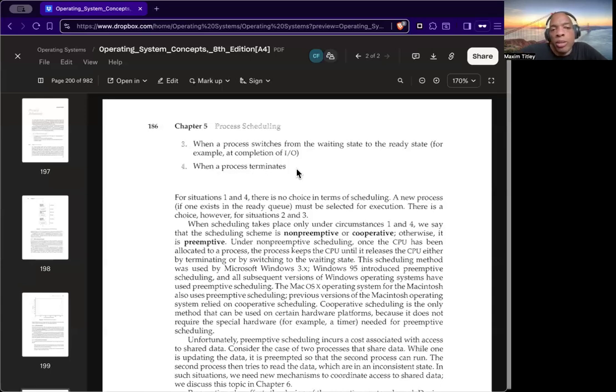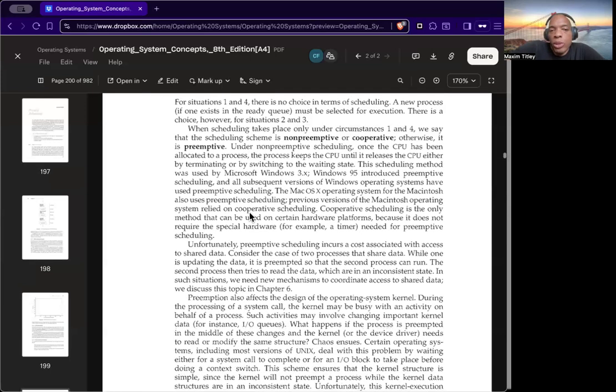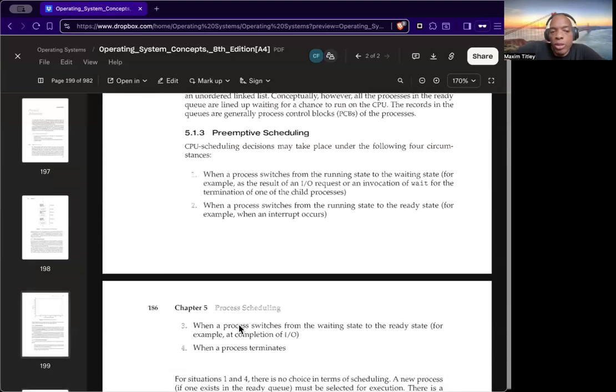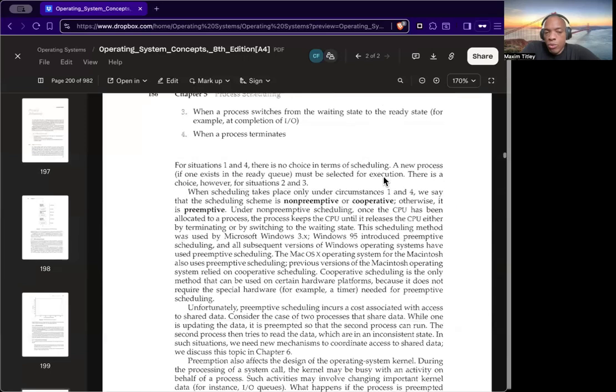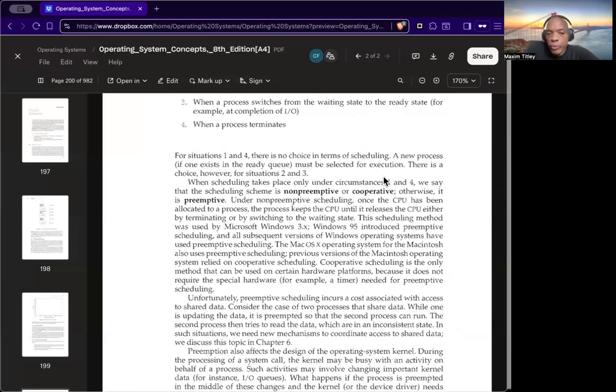And then when a process terminates, okay? When a process terminates, we move on to another process. So that's not too surprising. So now for situations 1 and 4, there's no choice in terms of scheduling, right? In this case, a process terminated. In the first case, however, a process switched from the running state to the waiting state, which means that that process is no longer running. So the CPU can't actually run on that process that went from running to waiting. So a new process, if one exists in the queue, would then be selected for execution.